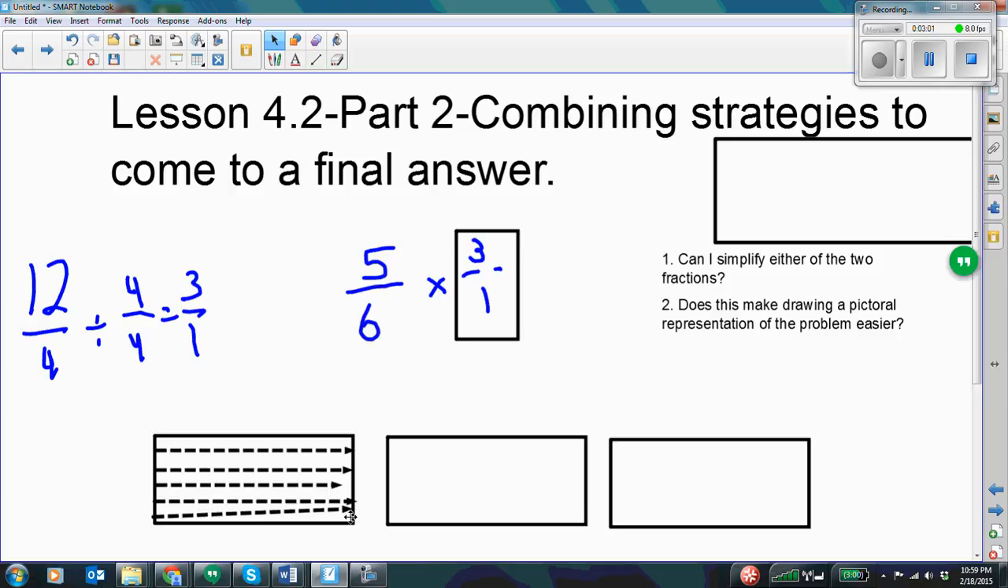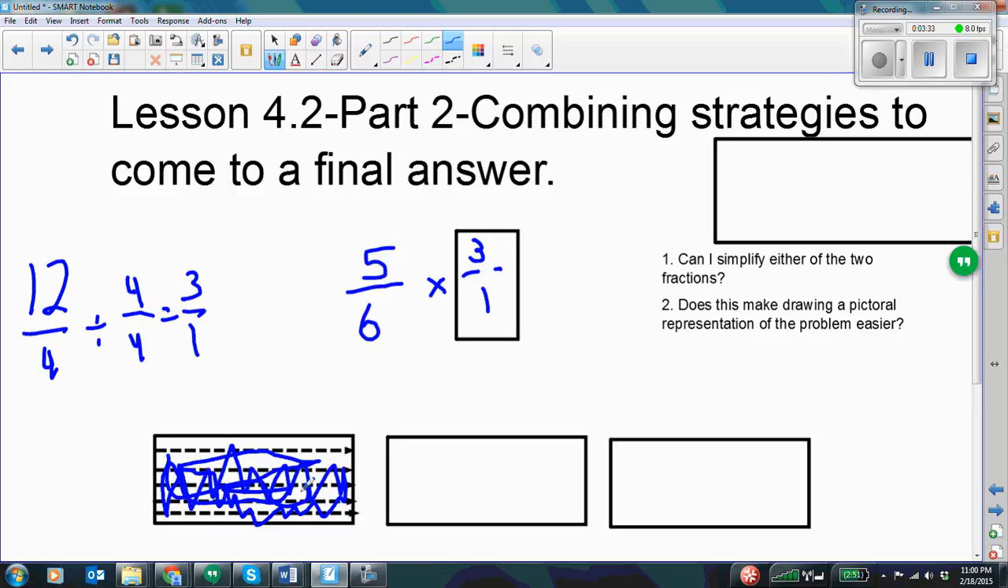Right, so each one of these represents a sixth, and I need 5 out of those 6. So again, if I were to do my shading and I just take one, I'm going to shade 5 parts. So a little messy, but to get the idea. So there's 5 out of 6 parts.